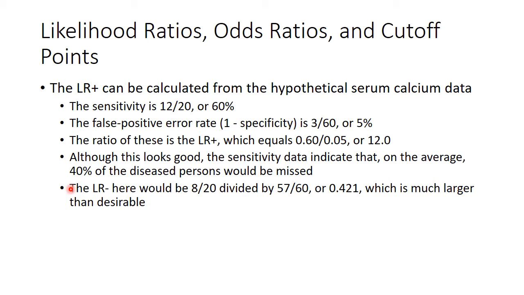So looking at the likelihood ratio negative here, you basically take your false negative error rate divided by the specificity of the test. And again, to get the false negative error rate you could just do 1 minus your sensitivity. You would have come up with the same value here. If you divide that out, you end up getting 0.421, which again, typically you want this as close to 0 as possible. So we'd like to get that as small as we can. And by comparing these things, you can see this test probably isn't that great performing compared to, say, a different test like PTH levels or things like that.